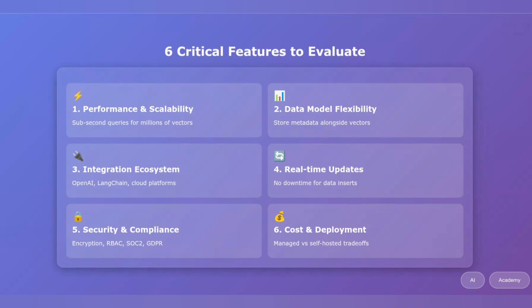Fifth, security. Enterprise customers demand encryption, RBAC, and compliance certifications. Even if you're B2C now, having SOC 2 and GDPR compliance opens doors to enterprise deals later. Finally, cost and deployment. Managed services are expensive but easy. Self-hosted saves money but needs DevOps expertise. Here's the reality. Pinecone costs $70 a month for 100K vectors. Milvus, self-hosted, might cost $50 a month in cloud infrastructure, but requires 20+ hours of setup.